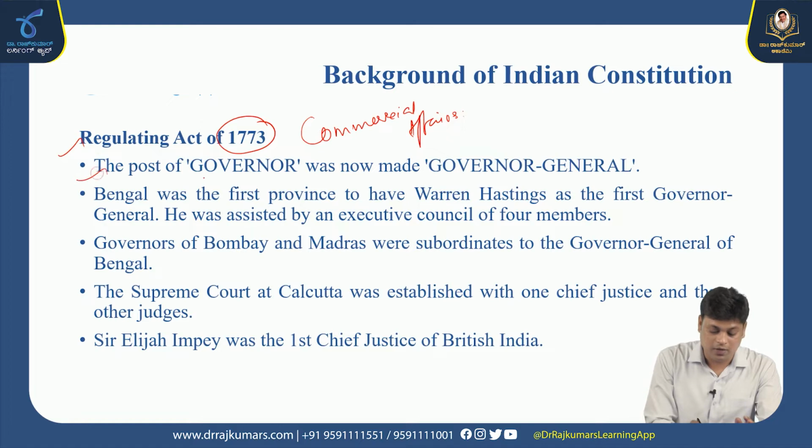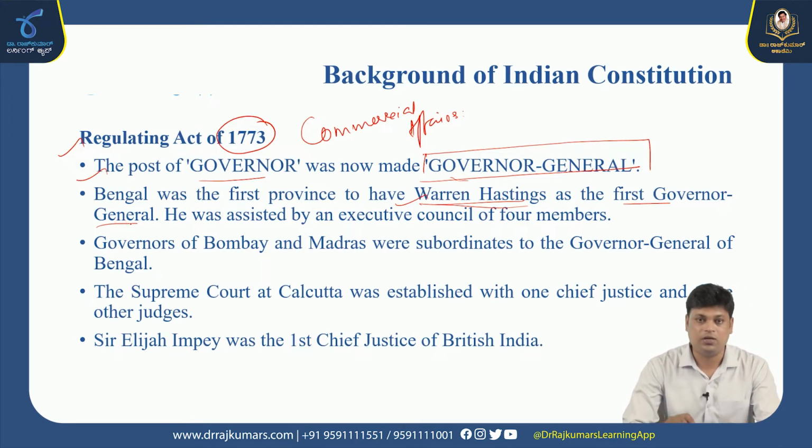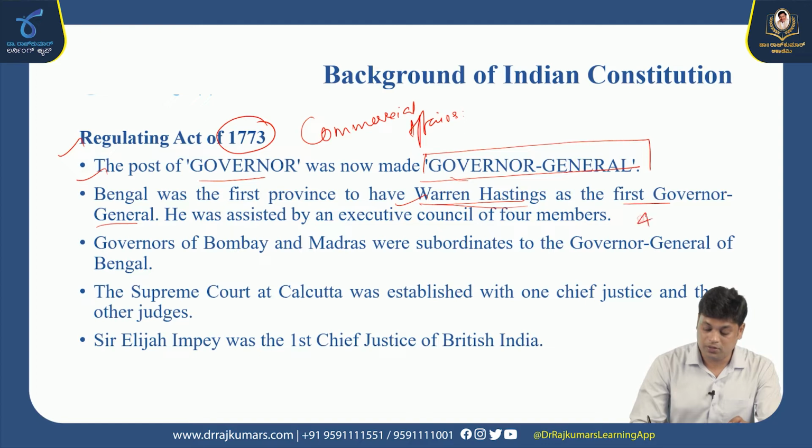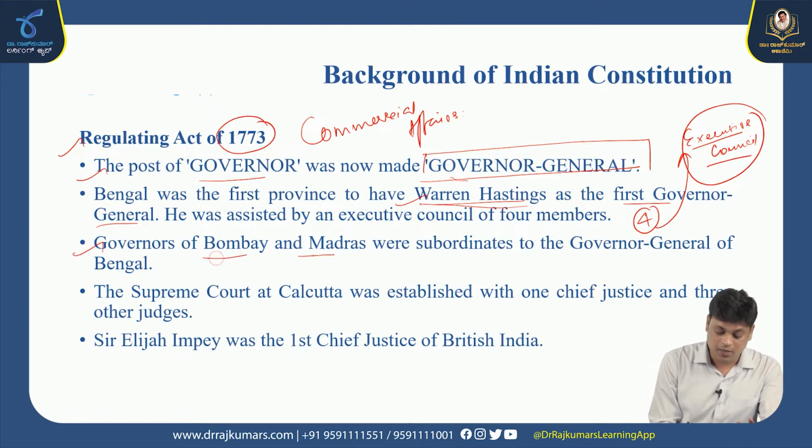Okay, so the post of governor was made into Governor General. The first Governor General of Bengal was appointed by the British Parliament as per the act, known as Warren Hastings. So Warren Hastings became the first Governor General of Bengal, and for the purpose of administration, he was given 4 members to assist him under the Executive Council. Which council? Executive Council. These Executive Council members assisted the Governor General in administering the Bengal Presidency. Okay, the governors of Bombay and Madras were subordinate to the Governor General of Bengal.